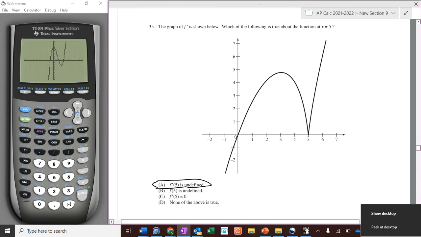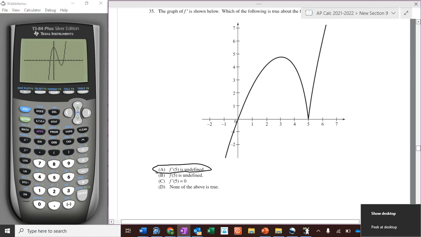F of 5 is defined because it is continuous, and it doesn't have a derivative value because it's undefined. So yeah, it's undefined, because when it goes to a point, the limit going this way and the limit going this way are not the same.